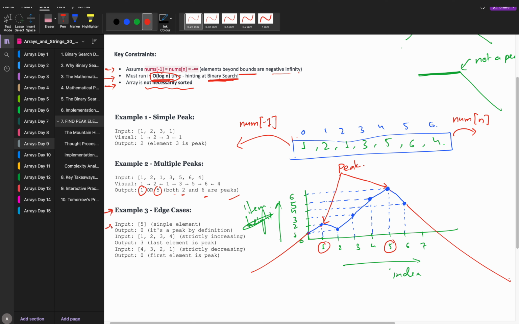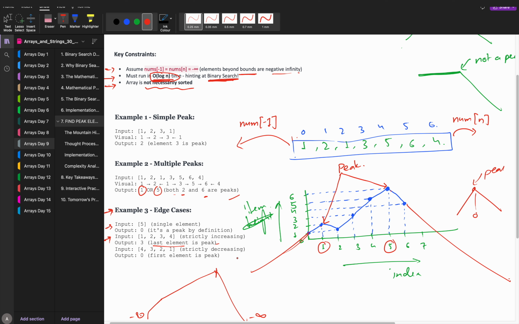So example 3, if there is only one item, that item can be considered as a peak item by definition, because the bounds are negative infinity. Since there is only one item, the bounds are negative, so it will be a peak, the zeroth index, whatever item it is. Now if there are 1 2 3 4, strictly increasing, then the last item would be the peak. If all the items are in increasing order, then beyond the bound it is negative infinity, and here also it is negative infinity. So the last item would be the peak.